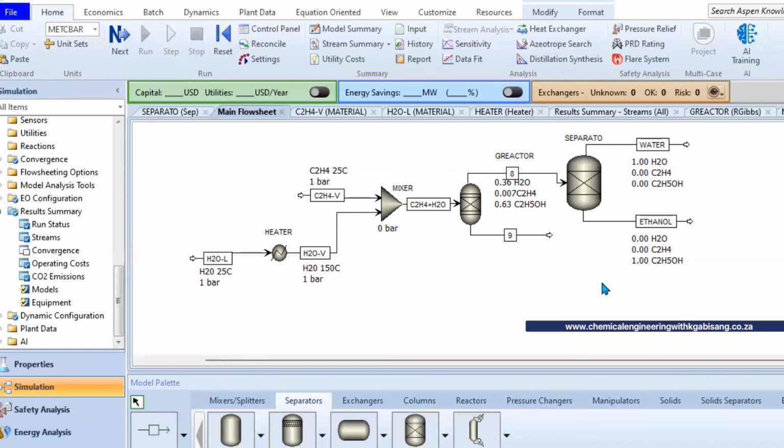So there you go, ladies and gentlemen. I hope this example was easy and understandable for you. Also, check out the other video where I used a different simulator, which was DWSim.